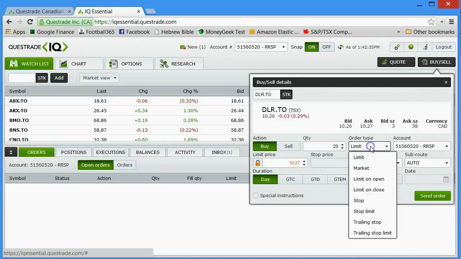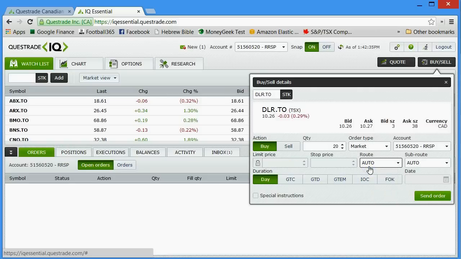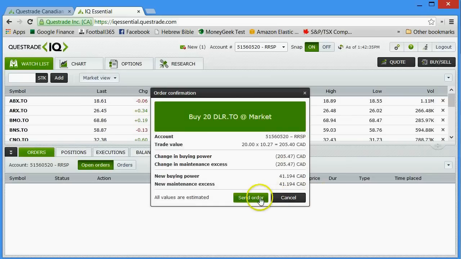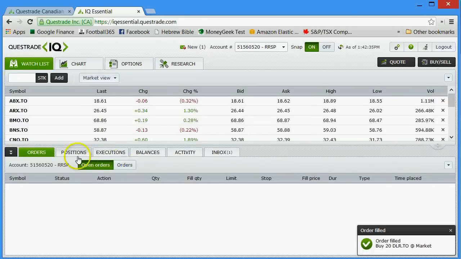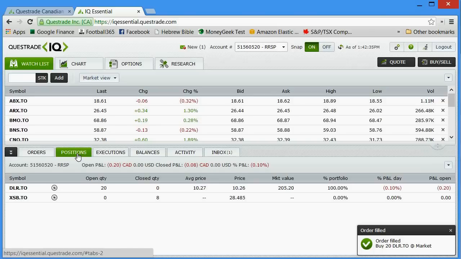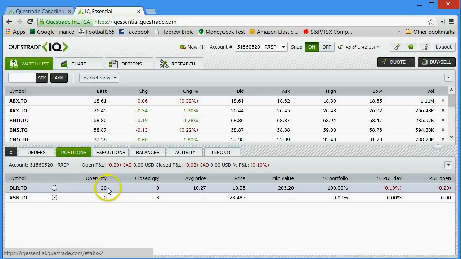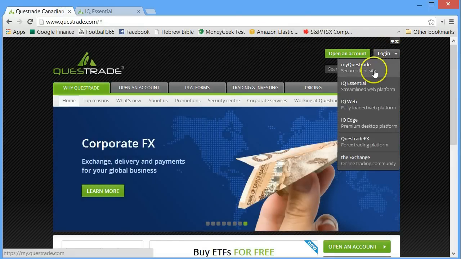So in this video, I'm just going to go with a market order since that's going to instantly buy me the shares that I want. And as you can see, the bid and the ask, the difference is a penny per share anyway, so you're not gonna save much by trying to go with a limit order. So there you go. I now own 20 shares of DLR.TO. So the next step is to actually get out of the trading platform and log into my Questrade.